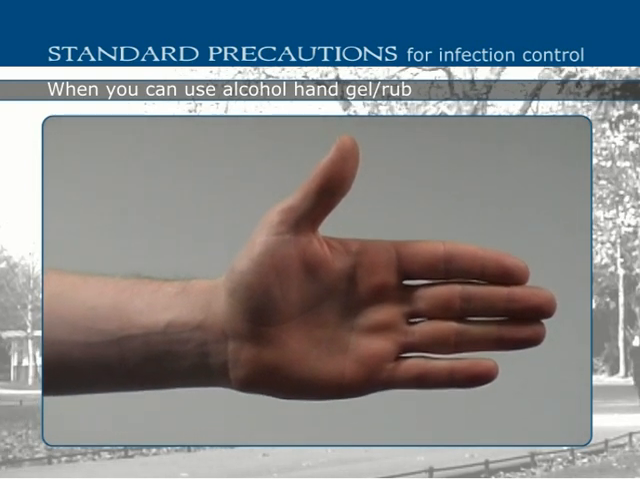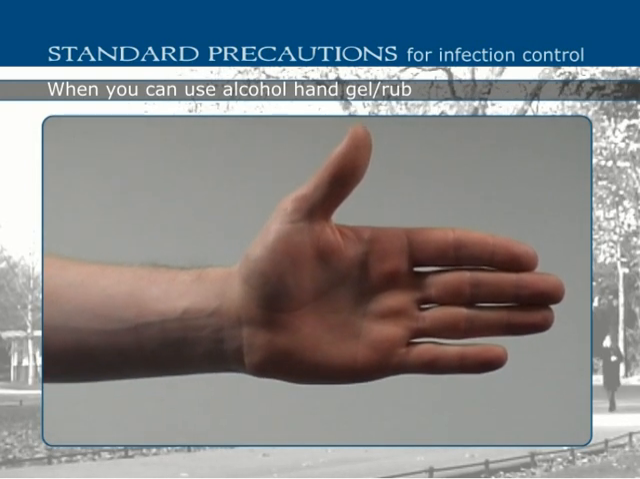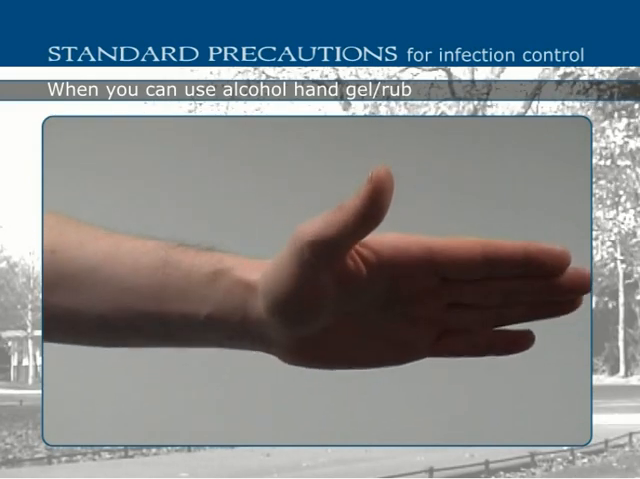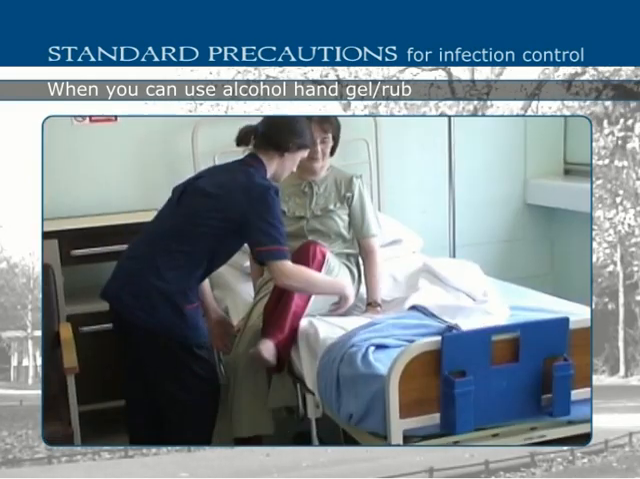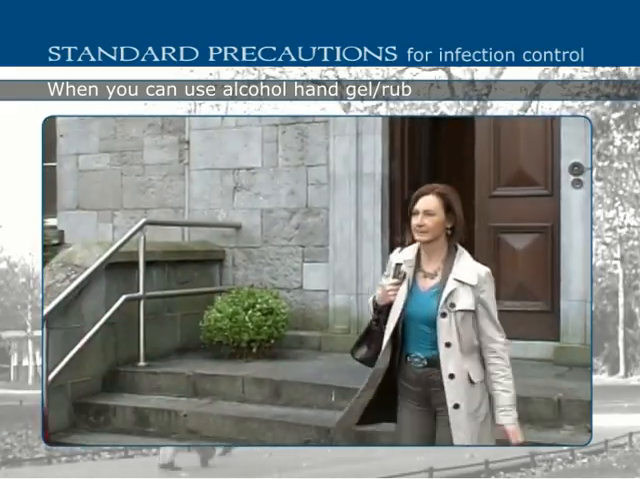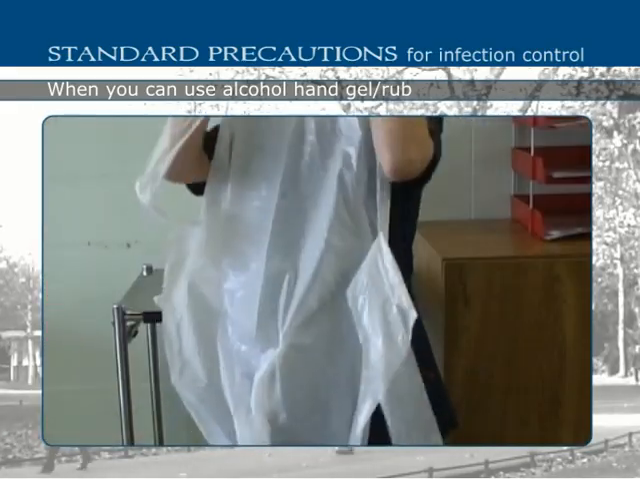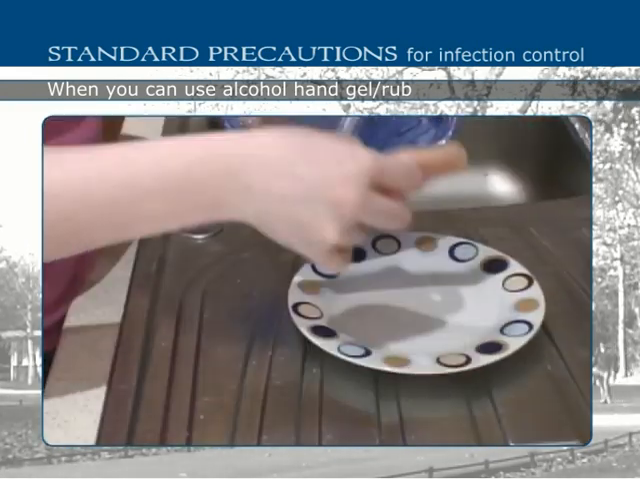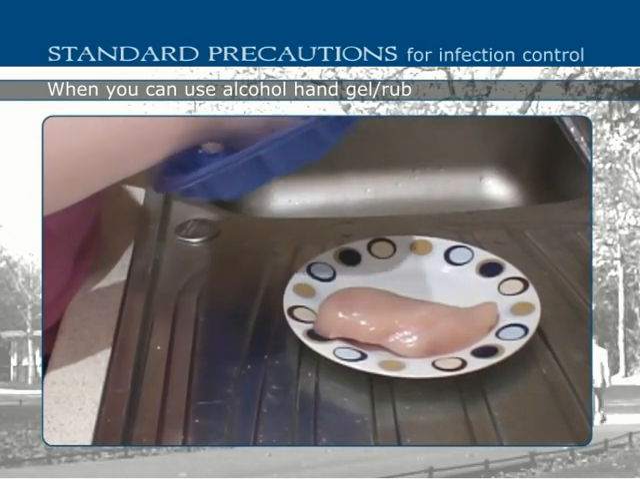If your hands are visibly clean, alcohol hand gel or rub can be used in many of the same situations as hand washing. For example, before and after each contact with a client, at the beginning and end of the work shift, before putting on or after taking off aprons, before preparing or handling food.